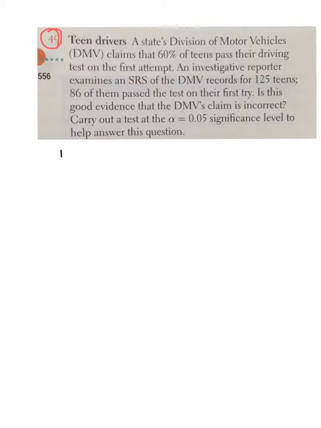Now let's see. The null hypothesis is we're going to say the proportion of teens that pass is 60%. And then in this case, the alternative hypothesis is just that it's different. Either higher or lower, we don't care, just different than 60.